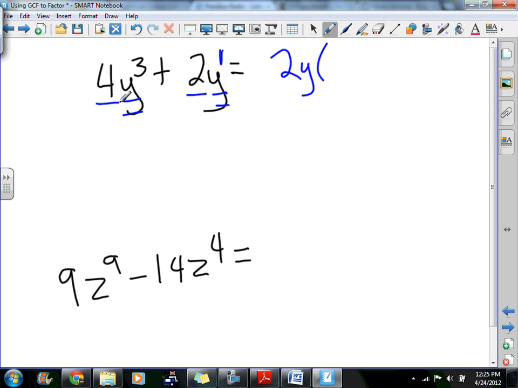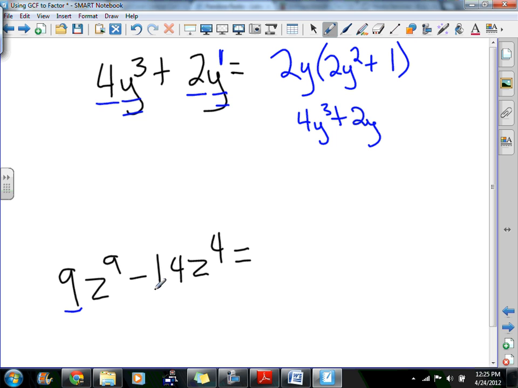So then I look at what's left over. If I pulled out a 2 from here, that means I'm left with 2. And if I pulled out 1 of the y's, that means I'm left with 2. And then here, if I pulled out a 2 and I pulled out a y, the only thing that's left over is 1. Not 0, but 1. And so if I multiplied out to see if I'm right, I would get 4y cubed plus 2y. And so I know I'm right there.